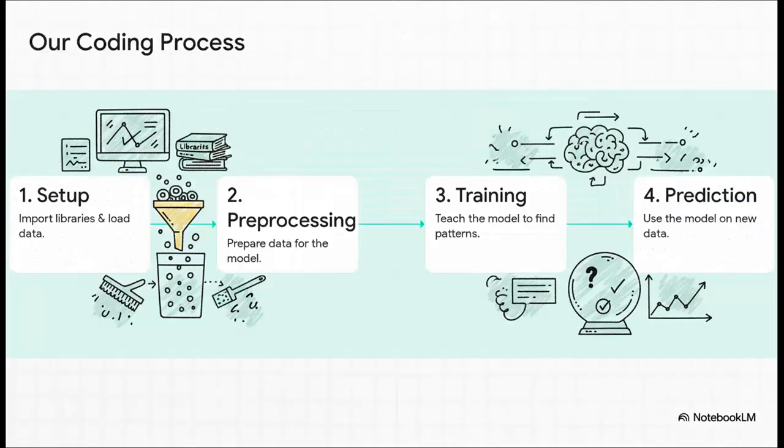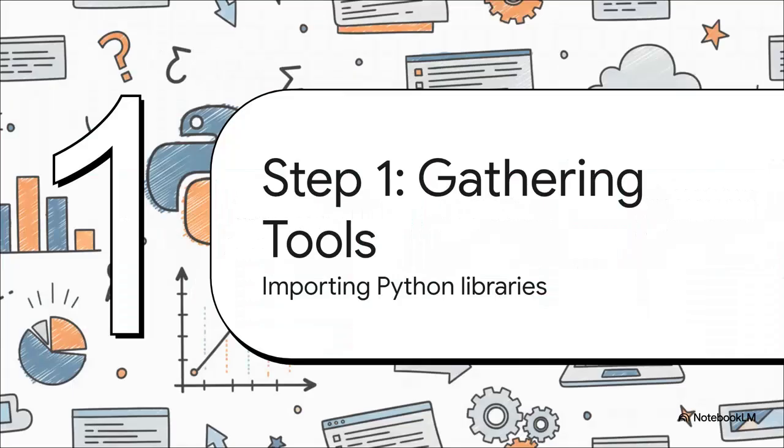Our coding journey is going to follow these 4 simple steps. We'll get our setup right, then we'll pre-process the data, we'll train the model so it can find the patterns, and finally, we'll use it to make predictions. Every single piece of code we write is going to fit neatly into one of these stages. All right, let's get into it.